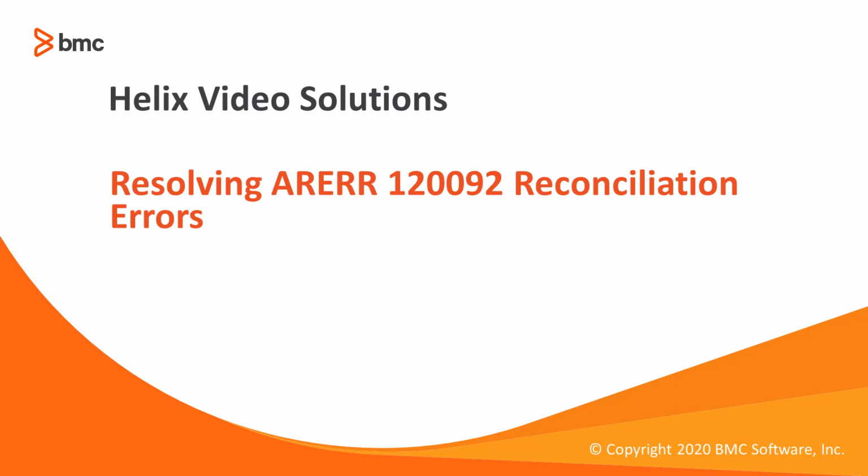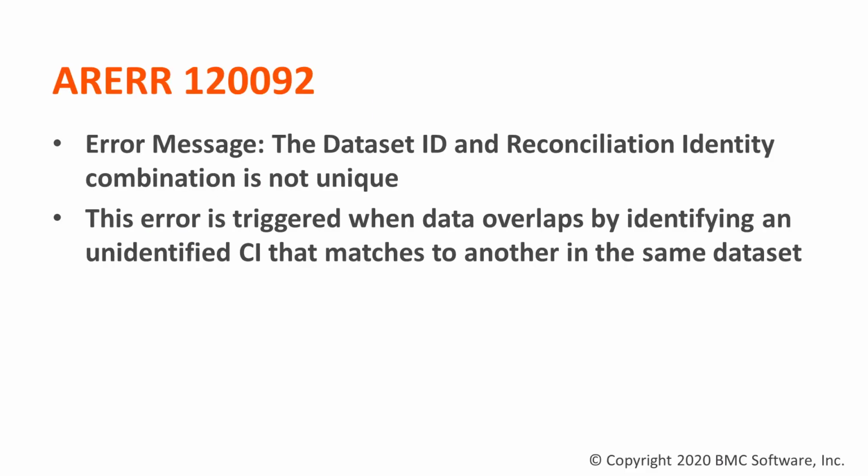In this video, we'll talk about ARERR 120092 in reconciliation. The error message for this error code is: the dataset ID and reconciliation identity combination is not unique. You'll see this error when reconciliation tries to assign the recon ID to an unidentified CI, which is already given to another CI in the same dataset. The purpose of this error is to expose data duplication.